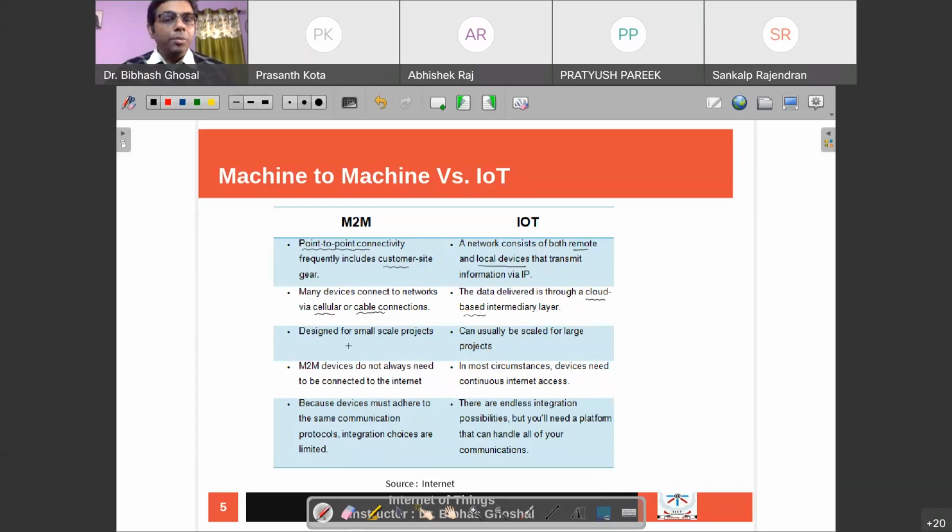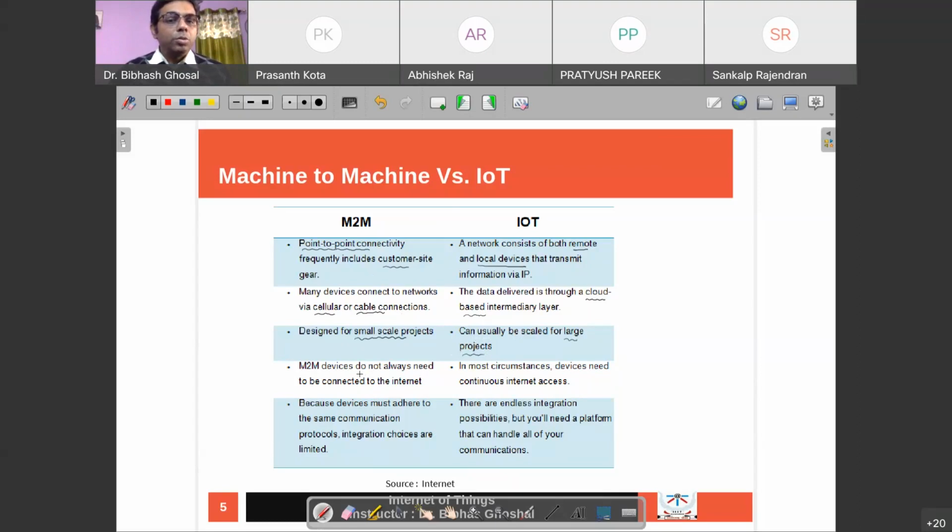M2M is normally used for small-scale projects, as I told you, for factory automation, lining, etc. But IoT can be for a very large project, such as a weather station or forest fire detection, that involves a huge geographical area and a lot of things. So it can be a large project.